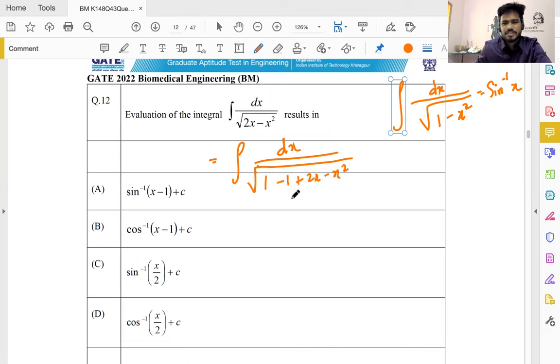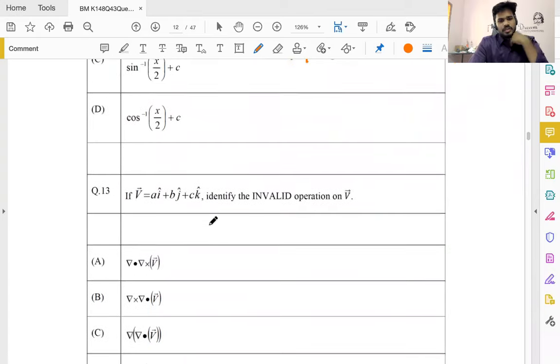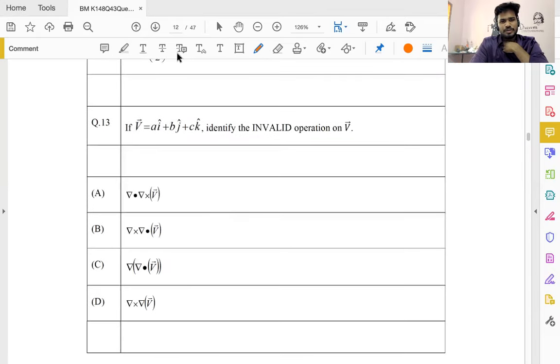2x minus x square, that's it. This term is x minus 1 whole square, or minus of that. So dx over root of 1 minus x minus 1 whole square. So notice, this is sine inverse of x minus 1. So this is again correct, not an issue. Now they are actually throwing away marks at you. We kind of set a lot of traps. Now at least get a few marks here. This question looks like that.